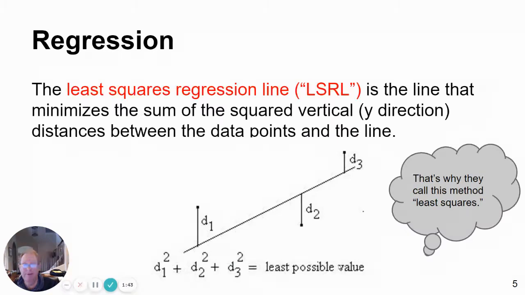So how do we determine the actual regression line? Here's the explanation. The least squares regression line is the line that minimizes the sum of the squared vertical distances between the data points and the line. So it's the line that minimizes the sum of the squared residuals. Here I have 3 points, and I want to fit a line between them. So I find the line that minimizes the sum of d1 squared plus d2 squared plus d3 squared. And that is my least squares regression line.